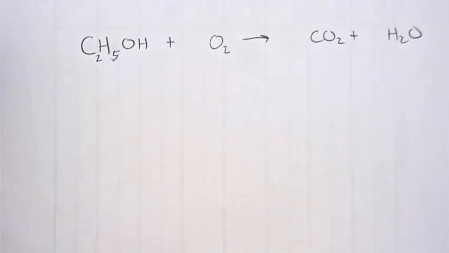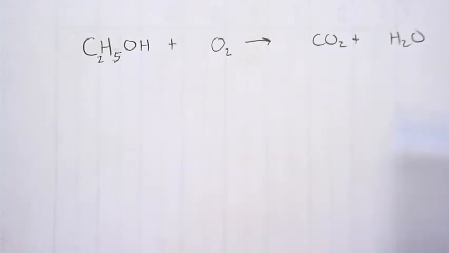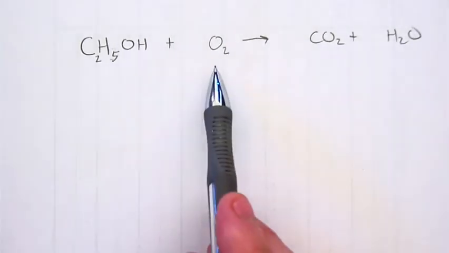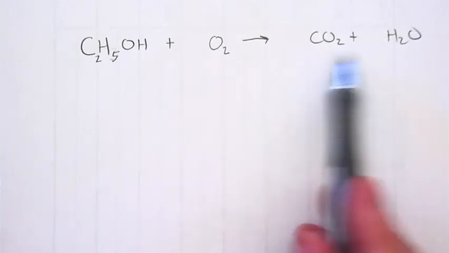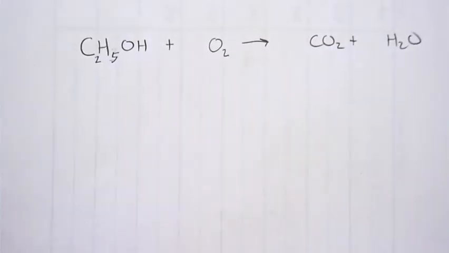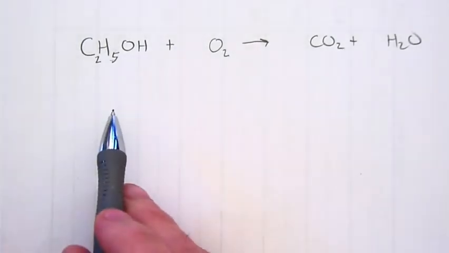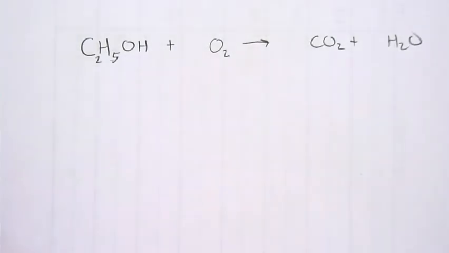So this video is to show how to balance a chemical equation. We're starting off with an unbalanced equation. We have ethanol reacting with oxygen to form carbon dioxide and water. The next step is to list out each element that is present in order of increasing frequency.